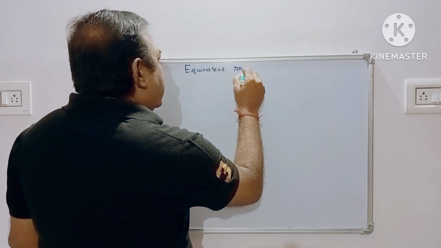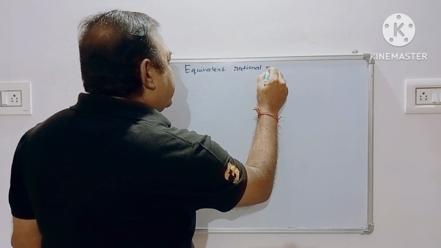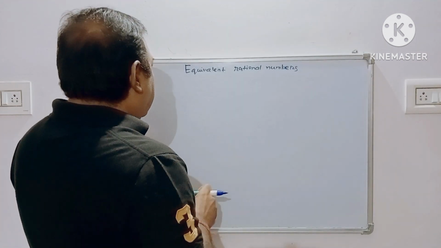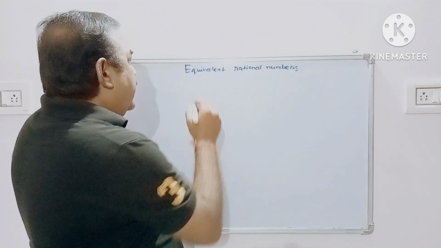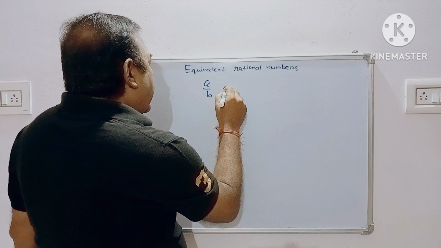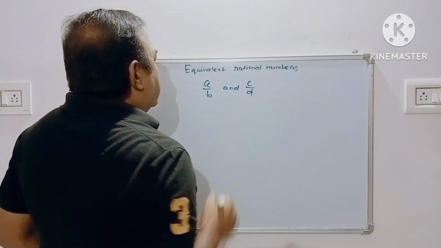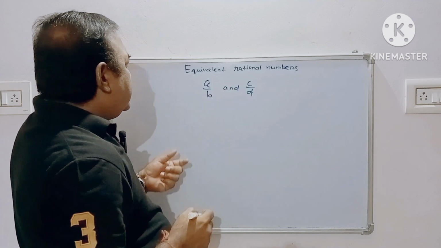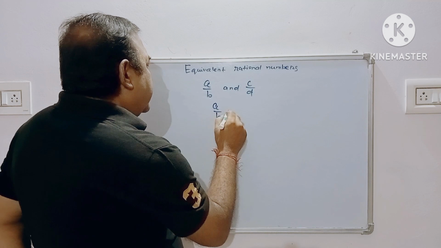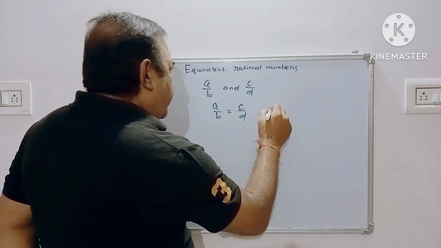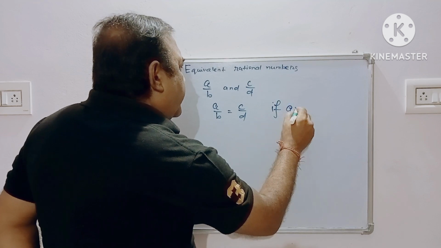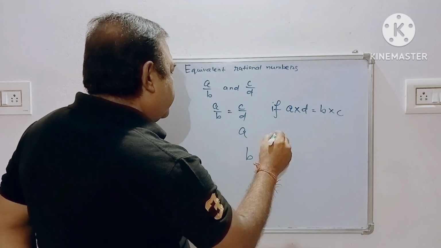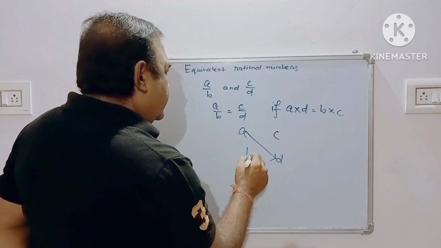Equivalent rational numbers. A upon B and C upon D. Two rational numbers we took. For example, A upon B and C upon D. So, A upon B is equal to C upon D, when, if A into D is equal to B into C.